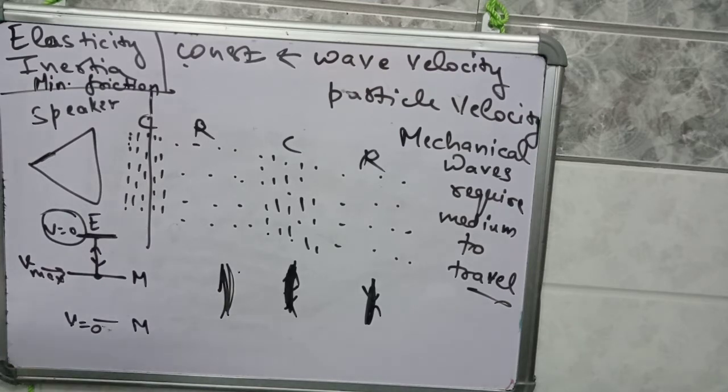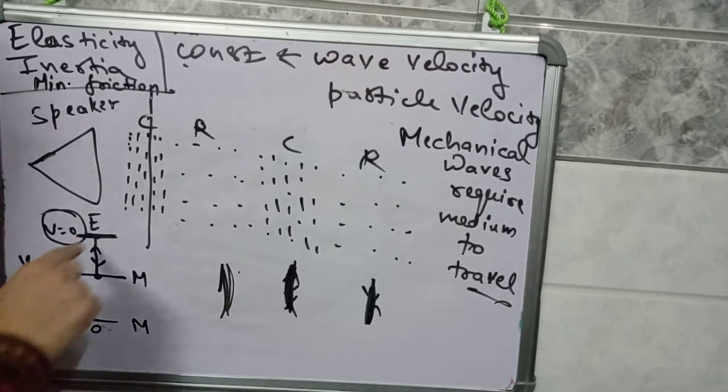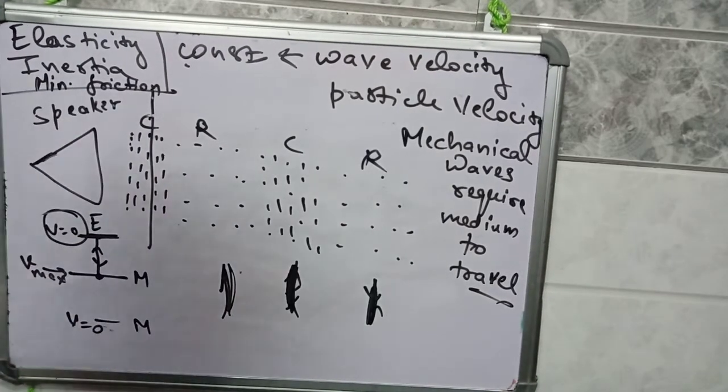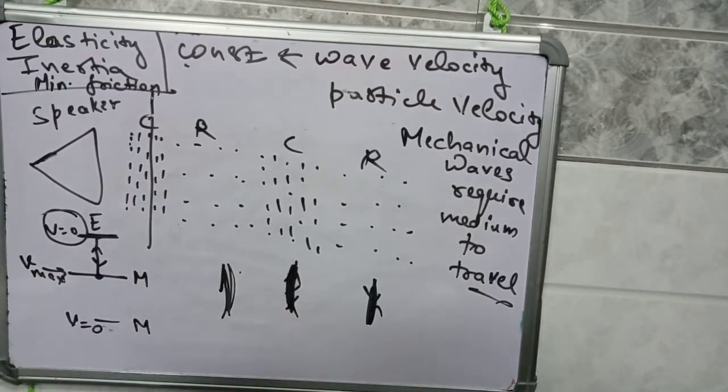Because of elasticity, the particle will come back to its mean position, because of the restoring force. If elasticity is not there, the restoring force will not act and the particle will not be able to come back to its mean position. So these are the different properties of wave motion. Next we will discuss the transverse and longitudinal waves.